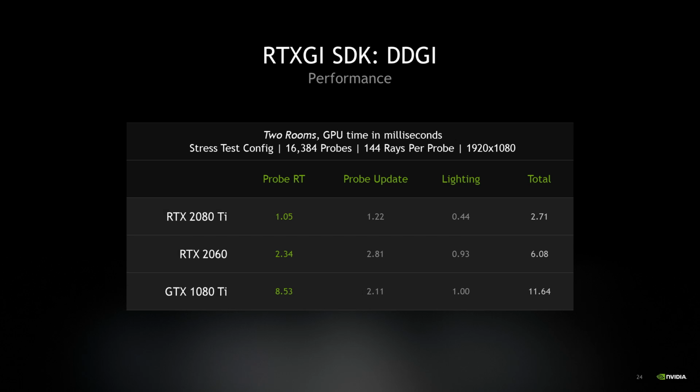The probe ray tracing step varies from 1 millisecond on the 2080 Ti to a whopping 8.5 milliseconds on the 1080 Ti. The benefit of RTX acceleration is in clear view here, with the RTX 2060 more than 3 times faster than the 1080 Ti, and the 2080 Ti 8 times faster than the 1080 Ti. The probe update step ranges from 1.2 milliseconds to 2.8 milliseconds. Remember, this is for over 16,000 probes. That means the update time for a single probe is about 172 nanoseconds on the RTX 2060.